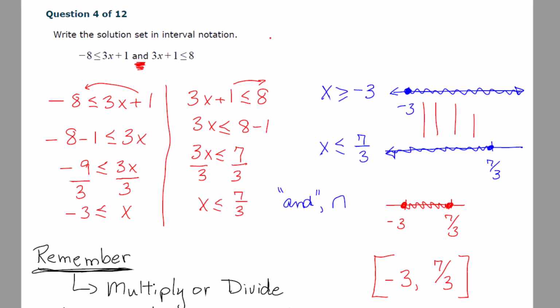All right, what about the other part? Minus 1, 8 minus 1 is 7. Divide both sides by 3. And so I get all the stuff less than or equal to 7/3. But I have an AND, so what's in common between this stuff and that stuff? Well, all the stuff here in the middle, all the way up to minus 3 and 7/3.